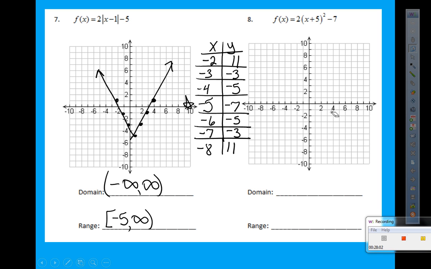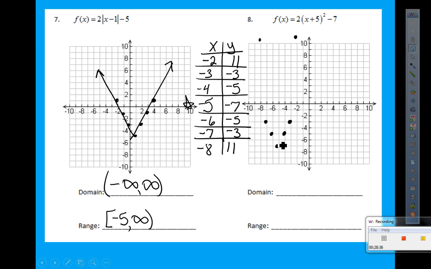It's a parabola, so I should see some curvature to it. So I've got negative 2, 11, off my chart a little bit. I've got negative 3, negative 3. I've got negative 4, negative 5. I've got negative 5, negative 7. Negative 6, negative 5. Negative 7, negative 3. And then I got negative 8 way up here again.